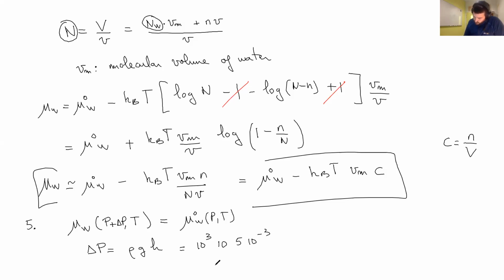And so you end up with what? With 50 Pascal. And 1 bar is 10 to the 5, right? So it's much smaller than the external atmospheric pressure, P. So it's really a correction, this hydrostatic pressure. As a consequence, you can Taylor expand the left side.